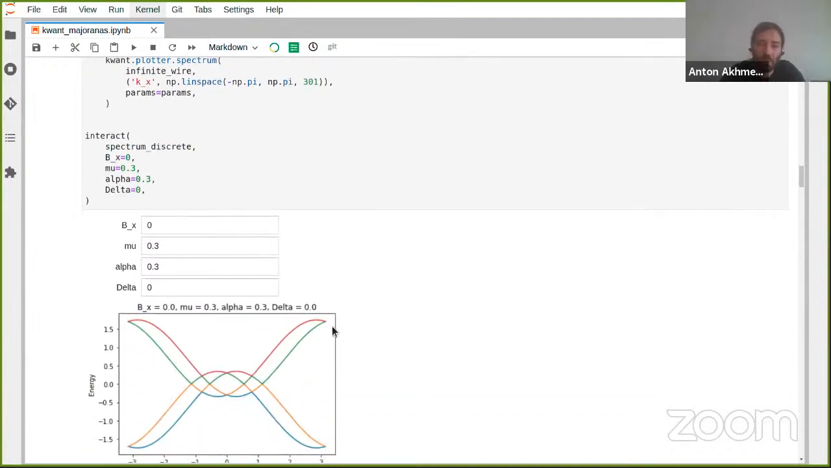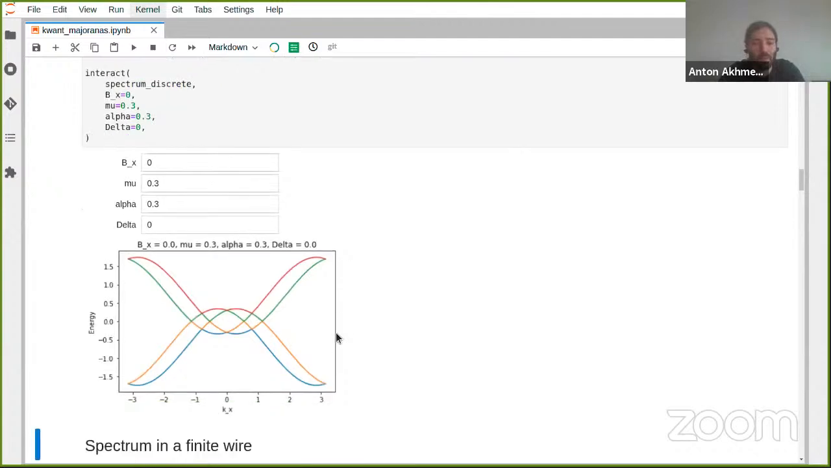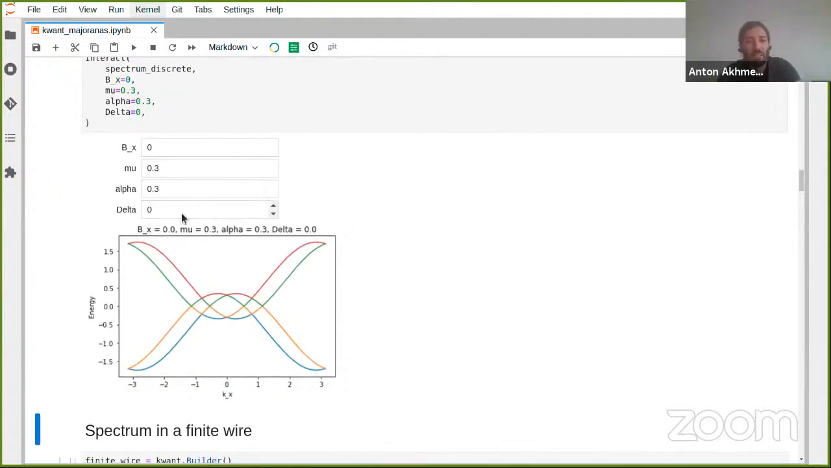But for the topological stuff, and also for reasons of computational efficiency, usually you want to limit the range of the hopping to be small, to be the lowest. All right, so now let's confirm that the behavior is otherwise the same.